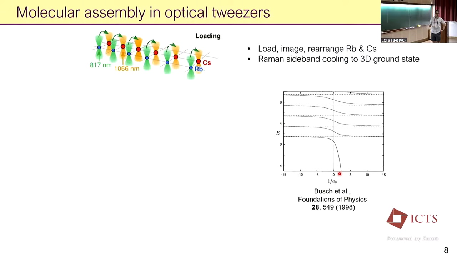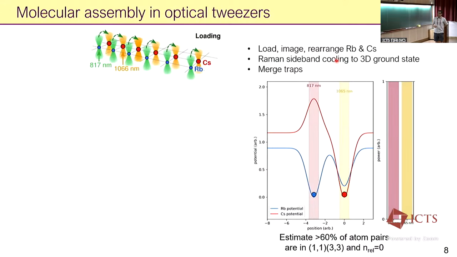And Thomas will probably remember this paper from a very long time ago, which shows that in order to actually couple the atoms into the molecular state, you have to be in the ground state of relative motion in the trap. And so you see if you sweep the scattering length, it's only this lowest motional state that couples into the molecular state. So that's why we have to do this very good cooling to the 3D motional ground state.